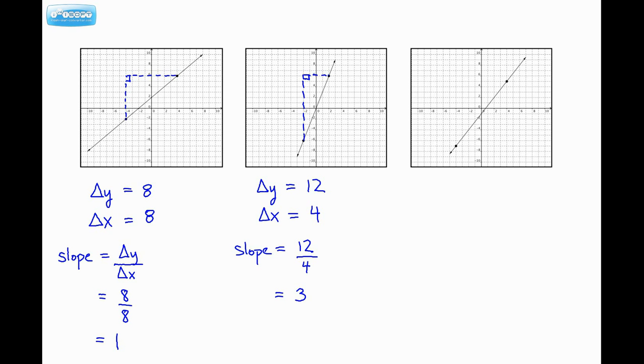All right, let's try another one. So we're here. Let's figure out our vertical change. Okay, so we're going to go up 1, 2, 3, 4, 5, 6, 7, 8, 9, 10, 11, 12. 12 again.